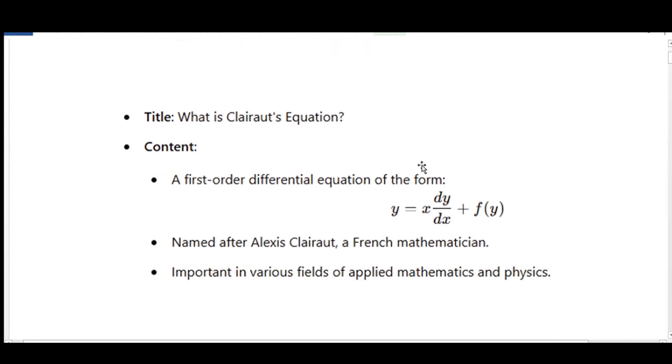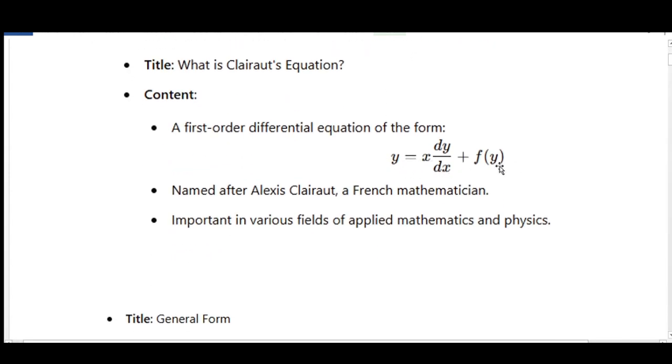The first order differential equation of the form y is equal to x dy by dx plus f of y. So you can write down this in your book. This was named after Alexis Clairaut, a French mathematician, very important in various fields of applied mathematics and physics.